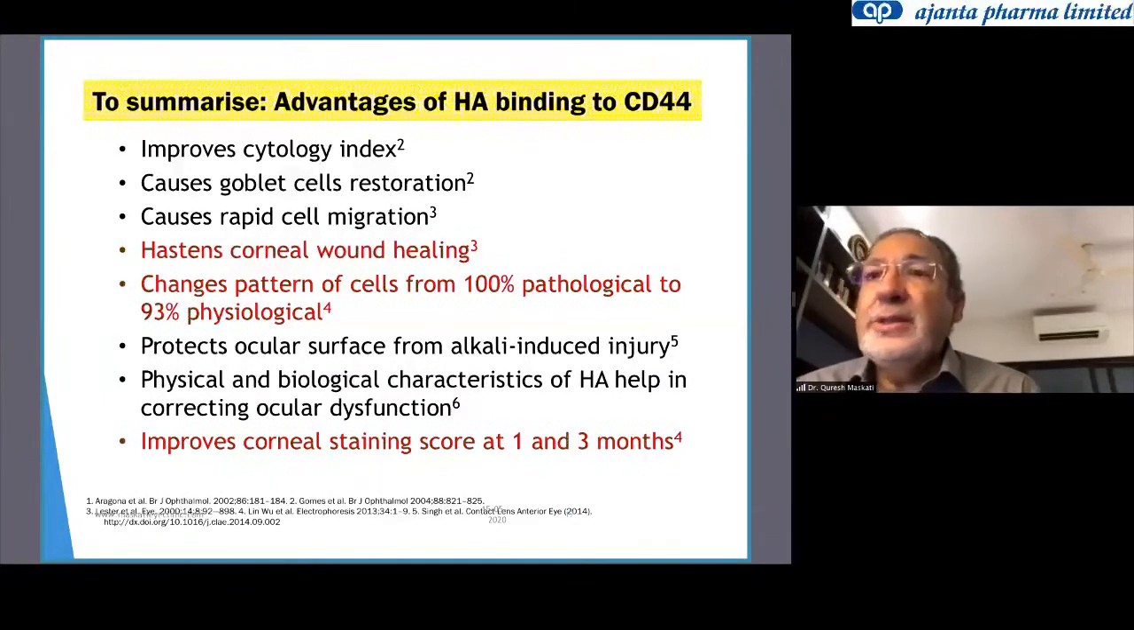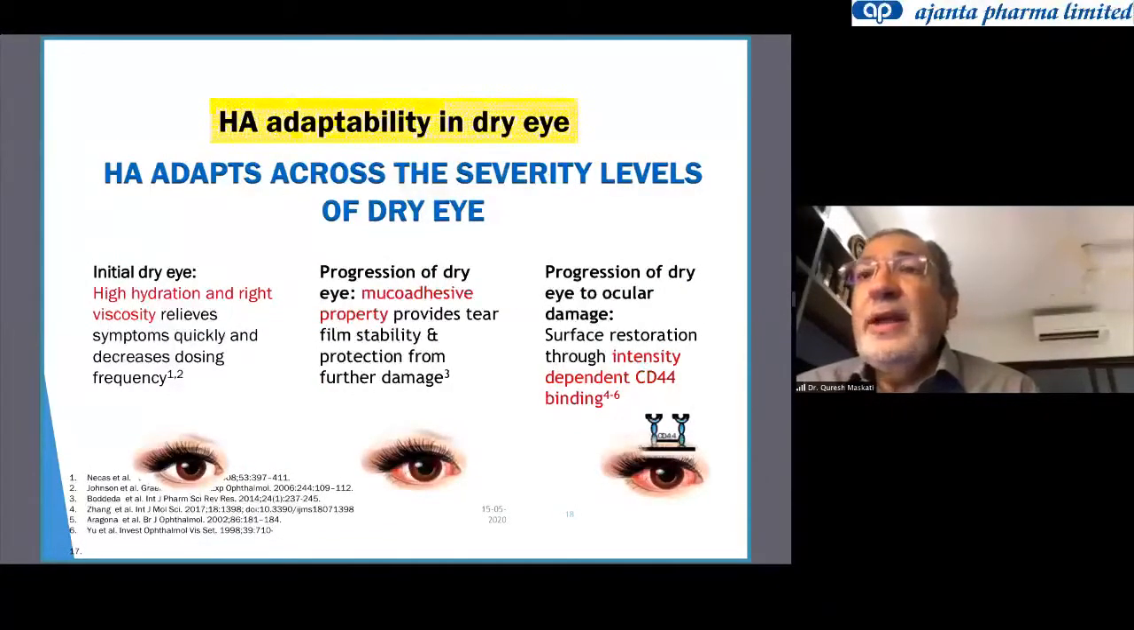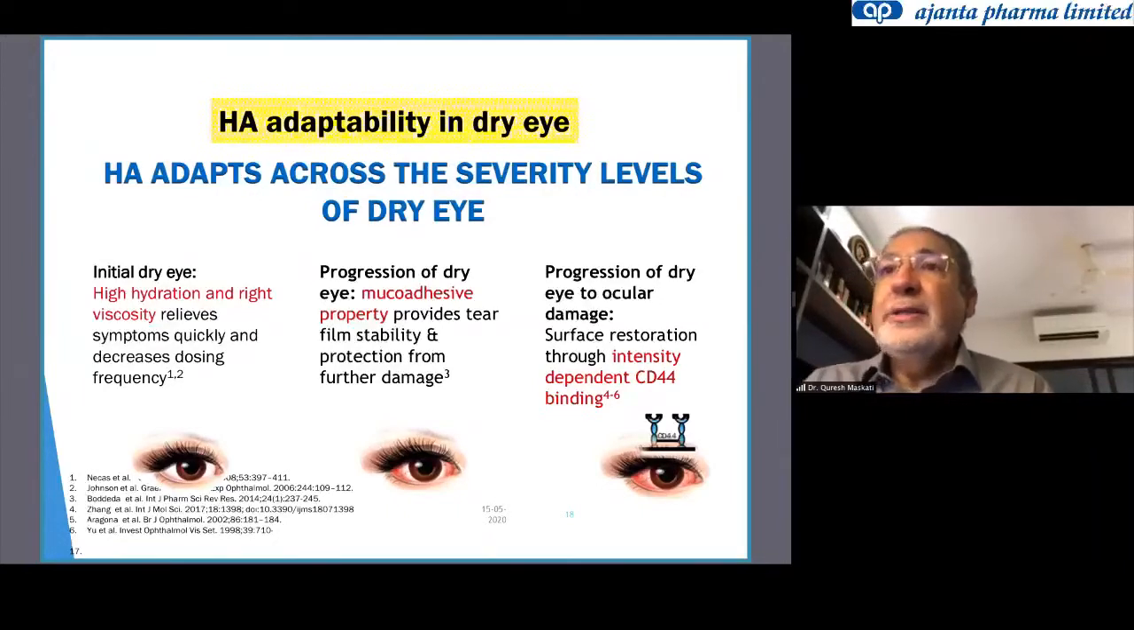It changes the pattern of the cells from 100% pathological to almost all of them becoming physiological, and the staining score improves tremendously. So HA adapts across the severity levels of dry eye. In the initial phases, just because it holds the water so much, it relieves the symptoms very well. Remember, I told you 1,000 times its weight in water. And in moderate dry eyes, the mucoadhesive property, so it acts like a mucin film over the cornea and the ocular surface, preventing further damage. And as the severity increases, its affinity to CD44 helps it to improve the dry eye status.